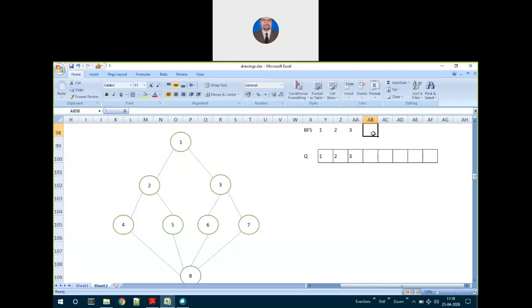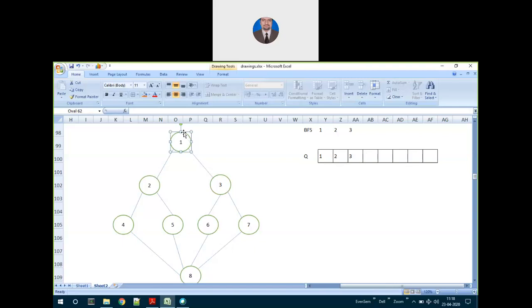Now at this stage, what we need to understand here is that I started from 1 and I wanted to explore it, so I visited 2 and I visited 3. So as soon as I visit 2 and 3, this particular vertex 1 becomes an explored vertex.